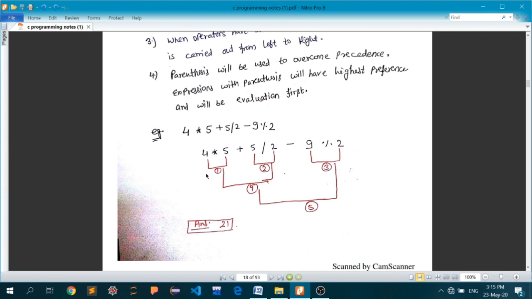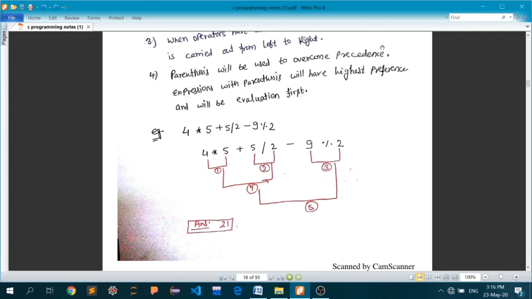So 20 plus 2 minus 1. Again we are left with only two operators, plus and minus. Now these two are of the same order of precedence, so we'll again go from left to right. So first 20 plus 2 is 22, and then 22 minus 1 will result in 21. So that is it, the answer is 21. This is how an expression will be tackled by the compiler. It depends on how you are dealing with it.